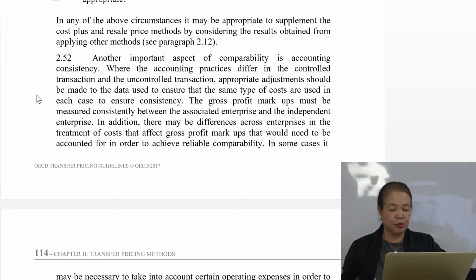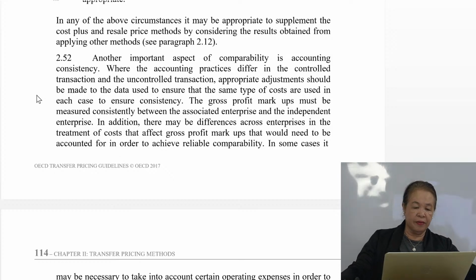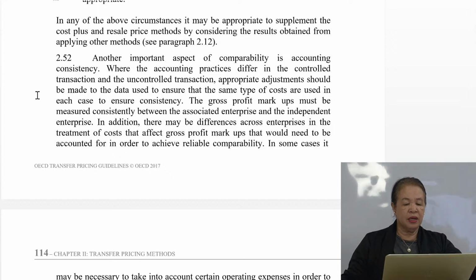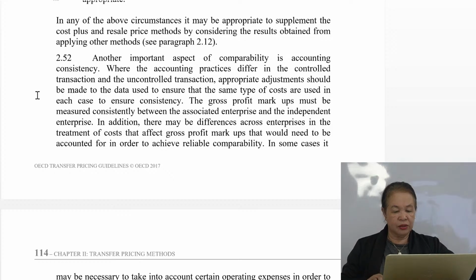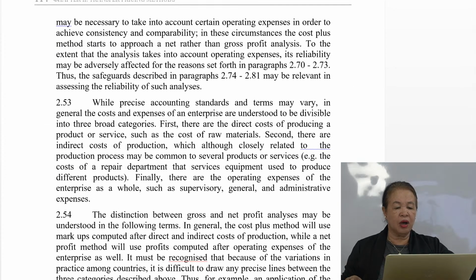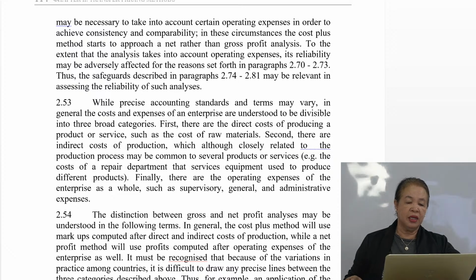So the gross profit markups must be measured consistently between the associated enterprise and the independent enterprise. So in addition, there may be differences across enterprises in the treatment of costs that affect gross profit markups that would need to be accounted for in order to achieve reliable comparability. So in some cases, it may be necessary to take into account certain operating expenses in order to achieve consistency and comparability.